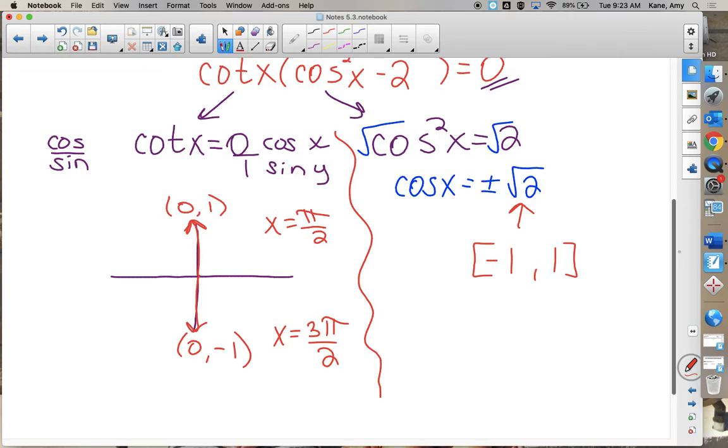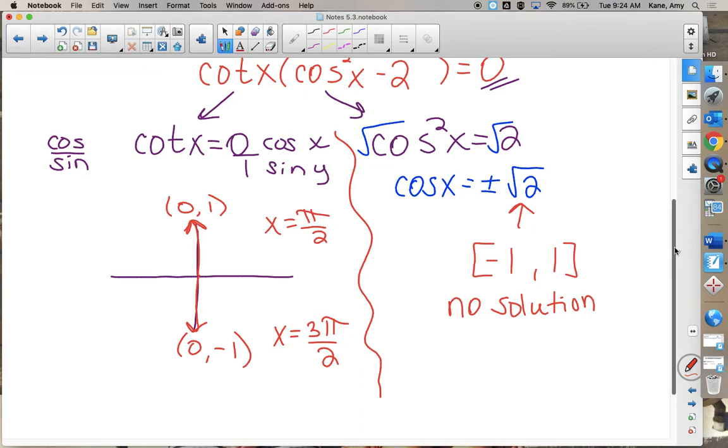Cosine only goes between negative 1 and positive 1 on the unit circle. So if it's outside of that range, then there is no solution. So this side doesn't give us a solution. There aren't any angle answers because cosine and sine only go from positive 1 to negative 1, negative 1 to positive 1. So that means I have those two angle answers, pi over 2, 3 pi over 2.